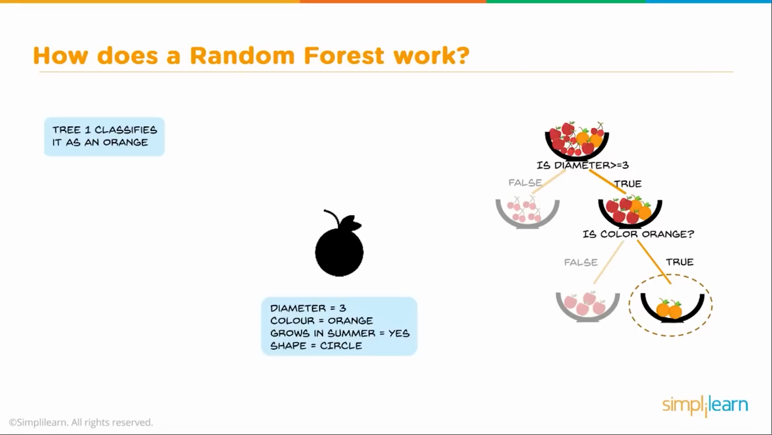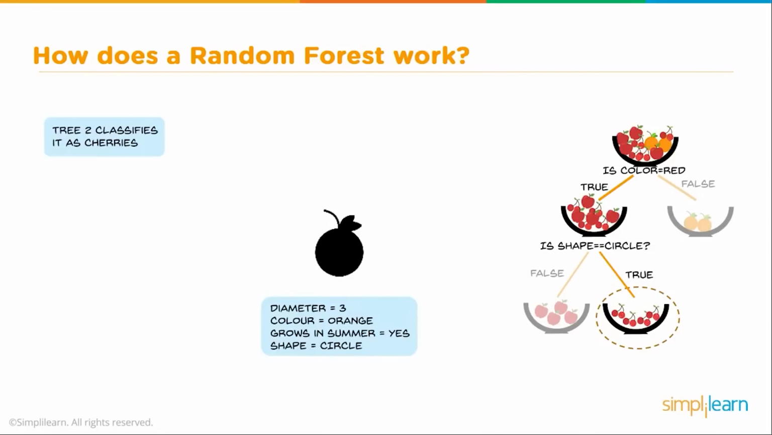Is the diameter greater than or equal to 3? Is the color orange? Well, it doesn't really know on this one, but if you look at the value, it'd say true, and it'd go to the right. Tree 2 classifies it as cherries. Is the color equal red? Is the shape a circle? True, it is a circle. So this would look at it and say, oh, that's a cherry.